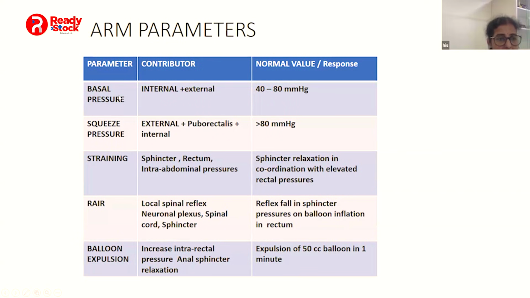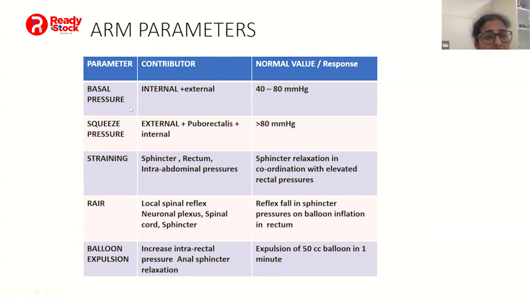One is the basal pressure, second is the squeeze pressure, third is the attempt at straining and the sphincter changes accordingly. Fourth is the elicitation of the rectoanal inhibitory reflex. This is quite important in pediatric anorectal manometry, where referrals are for evaluation of Hirschsprung's disease or infantile neonatal constipation. And the last is the ability or inability to expel a balloon.